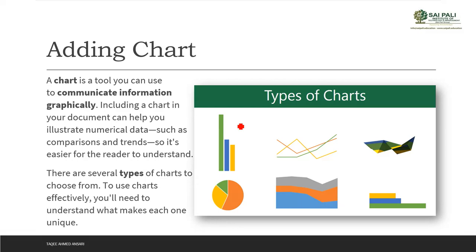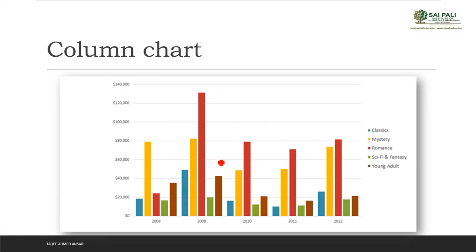For example, we have the column chart. In a column chart we can represent data over a time range, like from 2008 to 2012. Say we have some different types of books which we are selling. We can plot how much sale we have done in every year for these different types of books in this column chart.